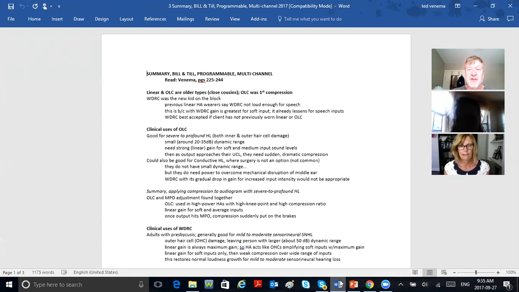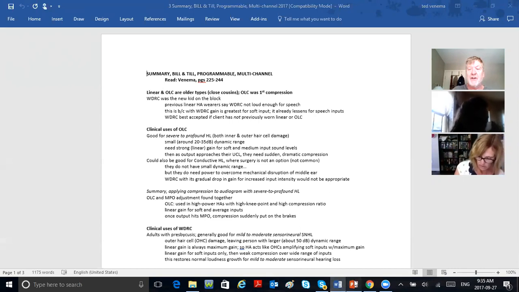And this is because with WDRC, gain is greatest for soft inputs. We will look at this on a picture. I'll show you this in just a second. It already lessens for speech inputs. WDRC is best accepted if the client had not previously worn linear or output limiting compression.